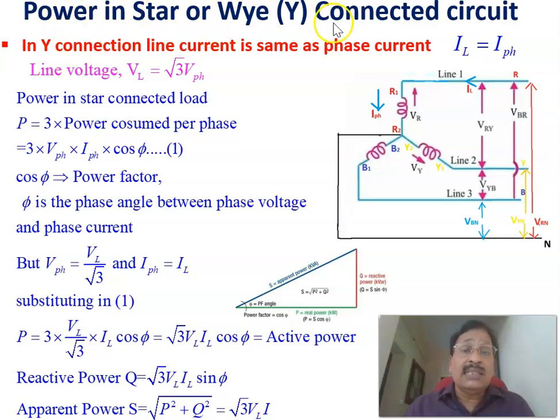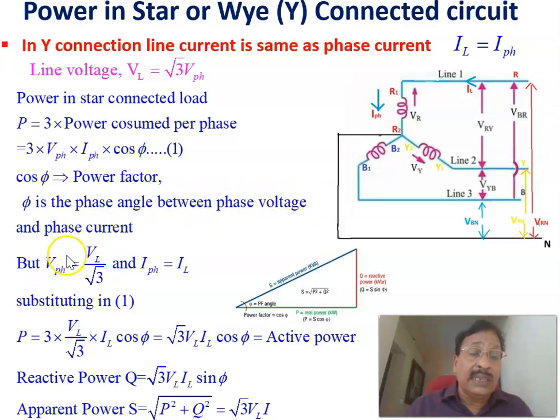Now let us look at the power in a star connected load. In a star connected case, line current is the same as the phase current. The current through the line is the line current, and phase current is the current flowing through the phase. Therefore, line current equals phase current, and line voltage equals root 3 times V phi. These are the relations for a star connected system. Power in a three-phase star connected system is 3 times the power consumed per phase, since there are 3 phases. The power consumed in each phase times 3, or 3 into V phase into I phase into cos phi, where cos phi is the power factor of each phase and phi is the phase angle between phase voltage and phase current.